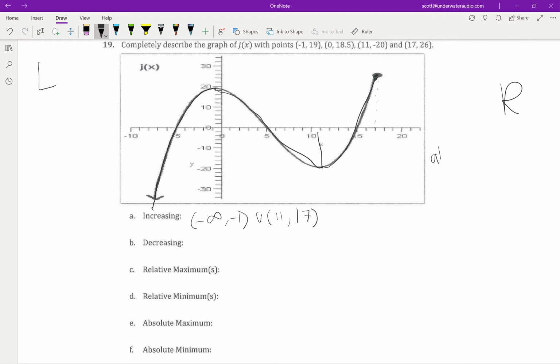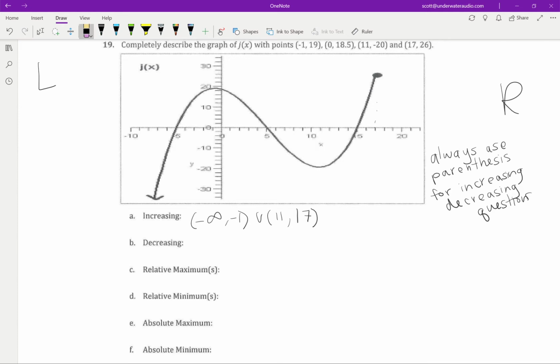So I'm going to write this. Always use parentheses. Ooh, this is the part where you find out that I don't know how to spell parentheses. Always use parentheses for increasing, decreasing questions. Okay. So yeah, it looks like it's just increasing in 2 places. Let's do the next question.